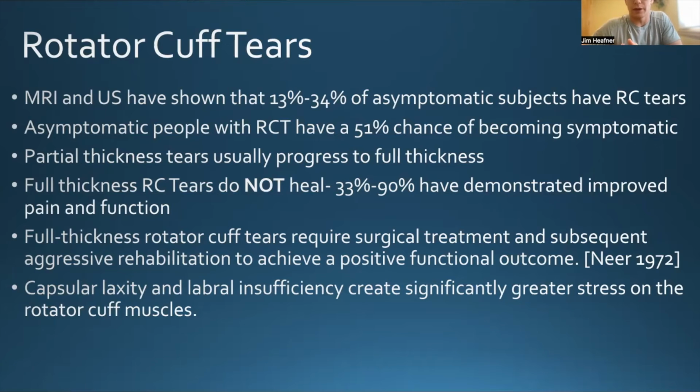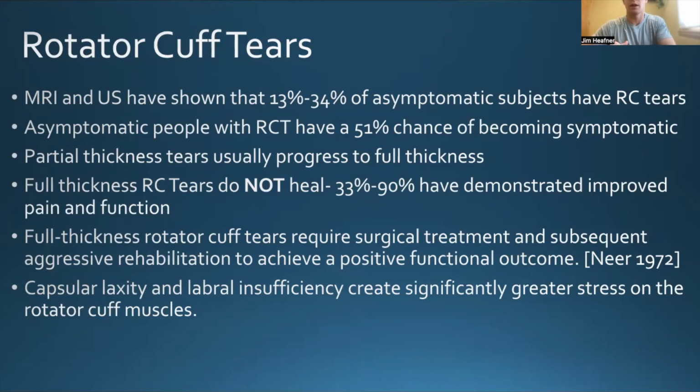Full thickness rotator cuff tears require surgical treatment and subsequent aggressive rehab to achieve a positive functional outcome. And as you know, treating rotator cuff tears post-surgically is very challenging. There's a lot of pain associated with it. There's a period, usually 6 to 8 weeks, of passive range of motion, progressing into active and active assisted range of motion.